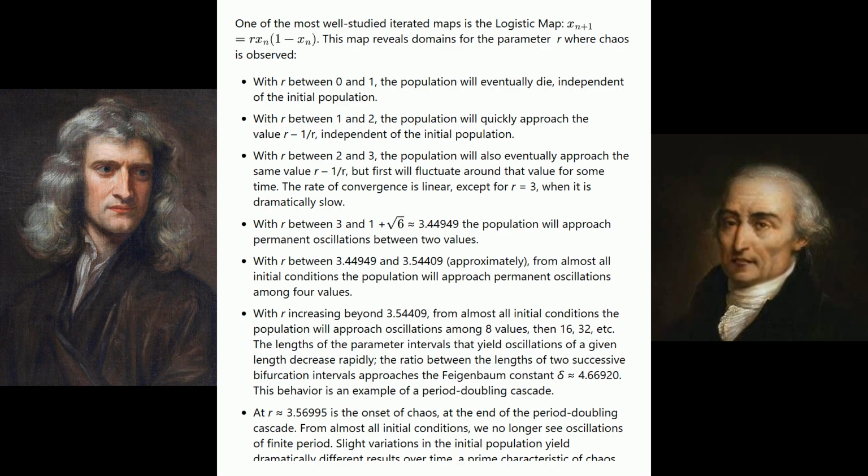Most values of r beyond 3.56995 exhibit chaotic behavior, but there are still certain isolated ranges of r that show non-chaotic behavior. These are sometimes called islands of stability. For instance, beginning at 1 plus the square root of 8, approximately 3.82843, there is a range of parameters r that show oscillation among 3 values, and for slightly higher values of r oscillation among 6 values, then 12, etc.